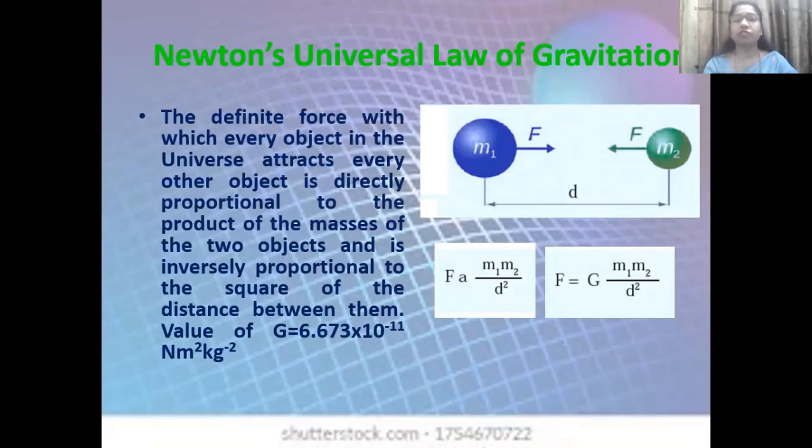So the definition goes for Newton's universal law of gravitation. It is a definite force with which every object in the universe attracts every other object. It is directly proportional to the product of the masses of the 2 objects, and it is inversely proportional to the square of the distance between them. The value of G was introduced by Henry Cavendish, and its value is 6.673 into 10 raised to minus 11 Newton meter square per kg square.